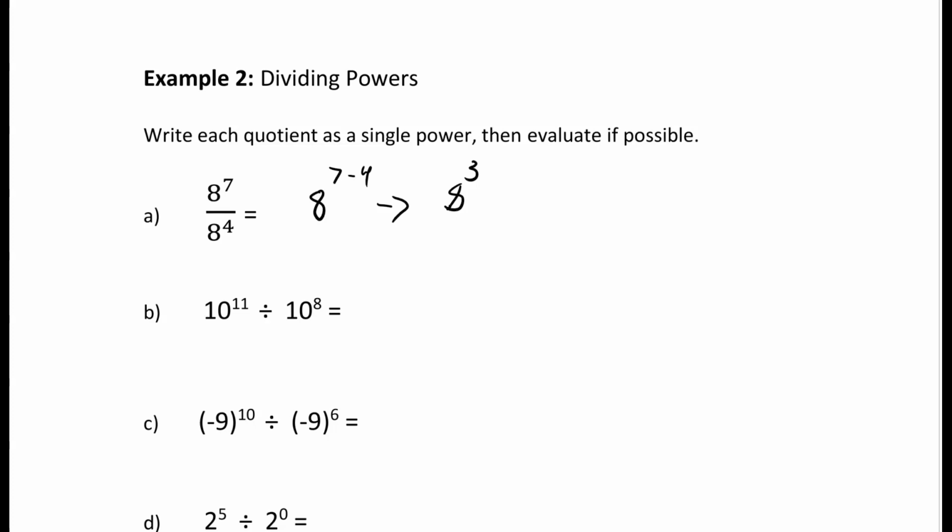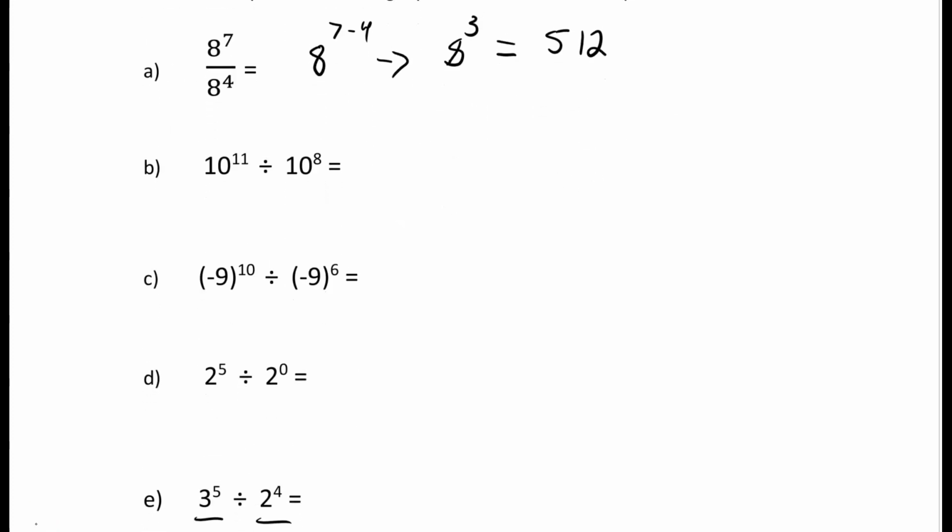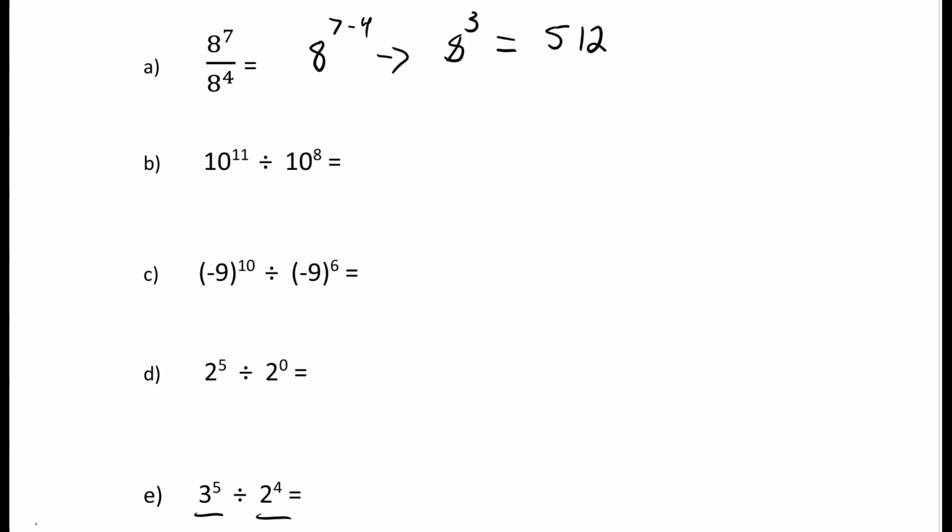Now, because it says to evaluate if possible, we have to find out what 8 to the power of 3 is, which gives us 512. For B, I'm going to leave for you to do. C, because it has the negative in the brackets, I want to go over again.